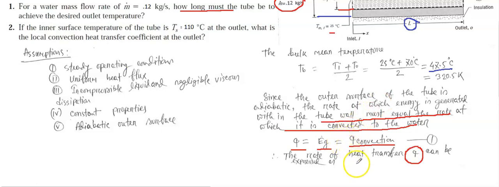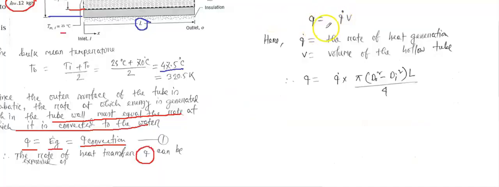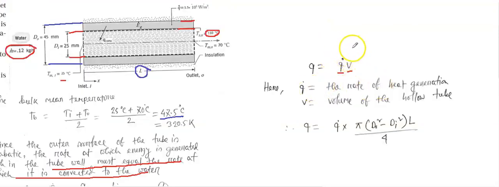So this is Q, actually the rate at which heat is generated at the wall, and it is the heat transfer due to the convection. They should be equal. So we can write like this: Q equals q dot V. This is actually the rate of heat generation, and this is the volume. So if we multiply the rate of heat generation with the volume of the tube, then we'll get the rate of heat transfer. So this q dot is actually given, and the volume of the hollow section, the hollow tube, it is pi d squared and L.